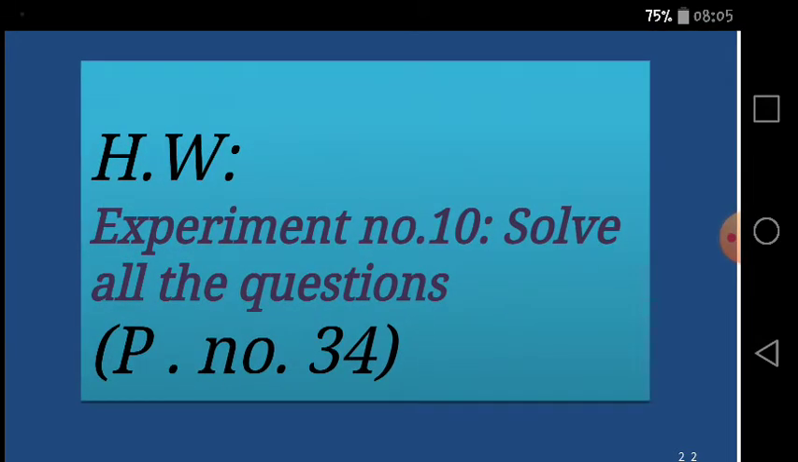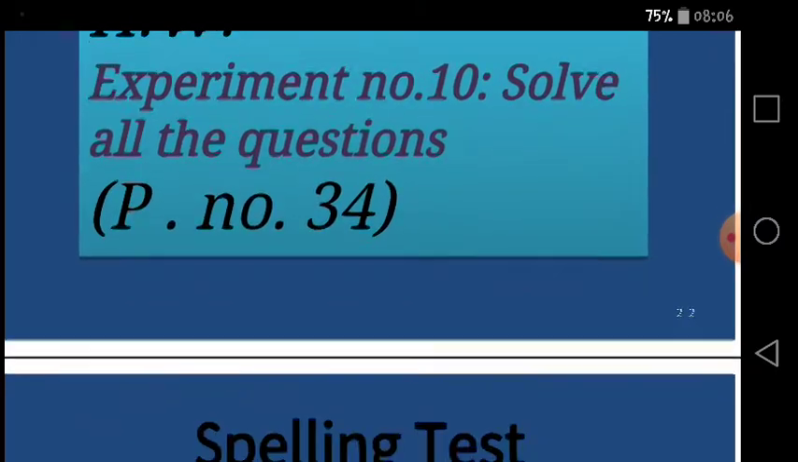Dear students, I have selected homework for you. You have to solve all the questions given in your practical book of experiment number 10, and these questions are present on page number 34. You have to solve the questions and then send them to your respective groups for evaluation.